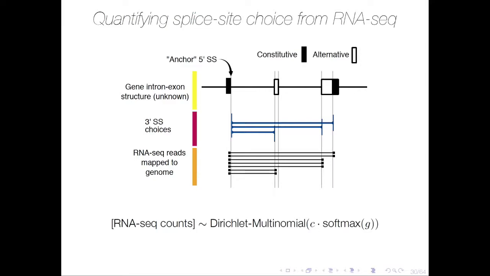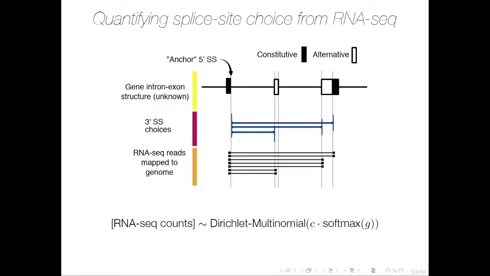But bear in mind, there will also be lots of AGs in the introns and potentially also in the exons that are potential splice sites that the model will consider, and those will correspond to zeros in our RNA-seq counts. We again use a Dirichlet multinomial likelihood, and the outputs of those little neural nets that I showed you are put through a softmax to give a probability distribution over the possible 3' splice sites. C here corresponds to an overdispersion parameter, and we actually fix this, and I can talk later if you're interested in how we set that.